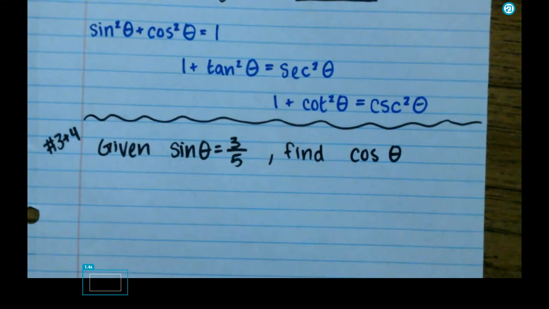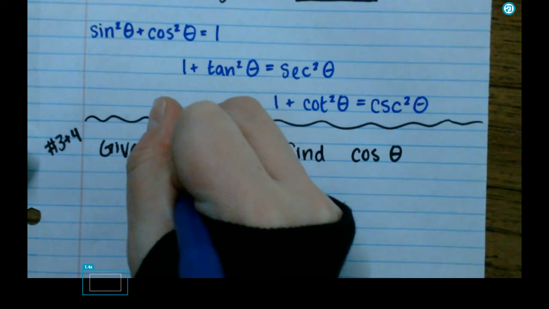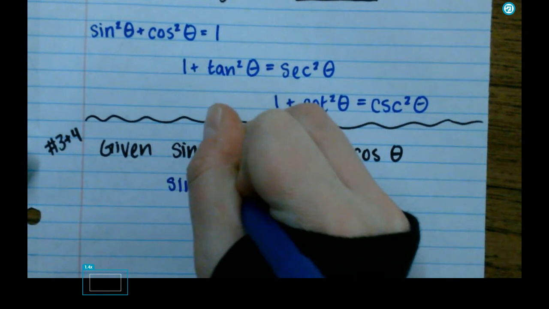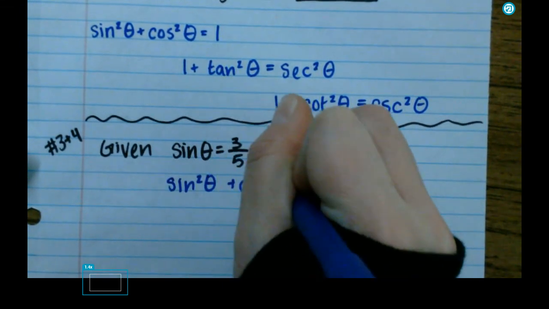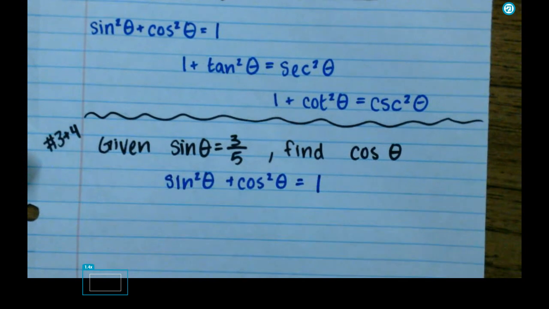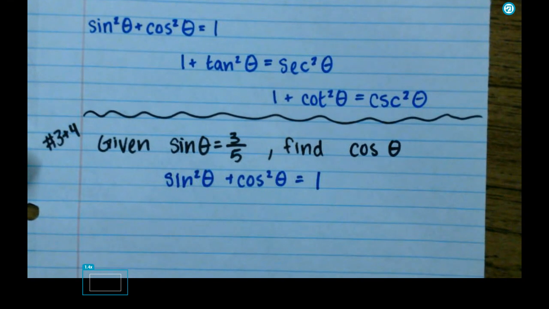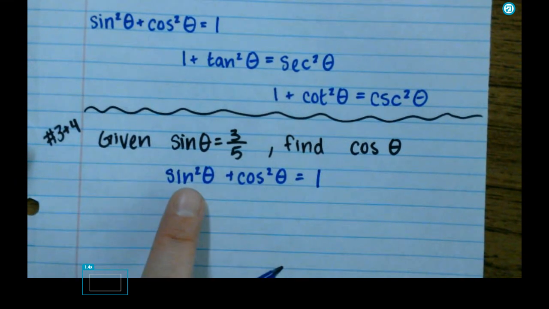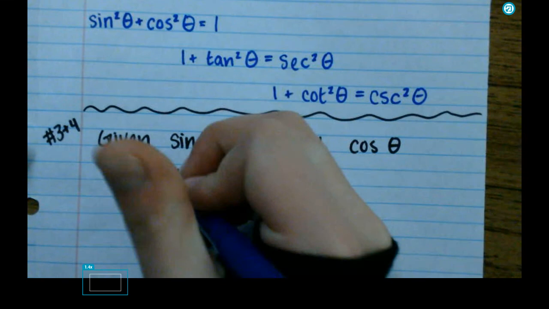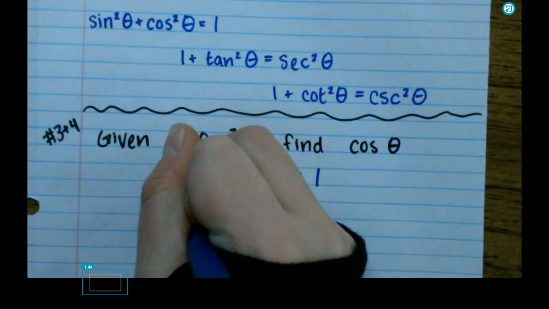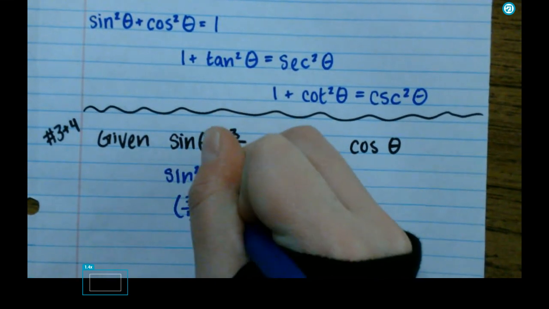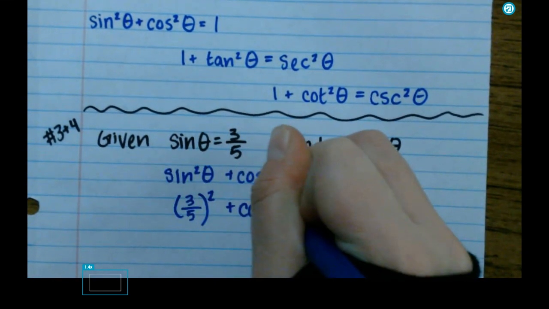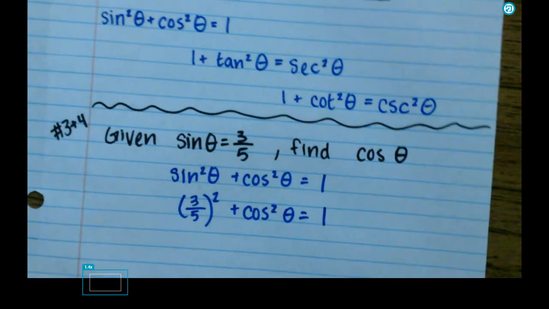So we are going to use the fact that sine squared of theta plus cosine squared of theta equals 1. And we are going to plug in 3/5 for sine of theta. So the identity has sine squared of theta, so we need to plug in 3/5. We'll have to square that, plus cosine squared of theta, going to equal 1.